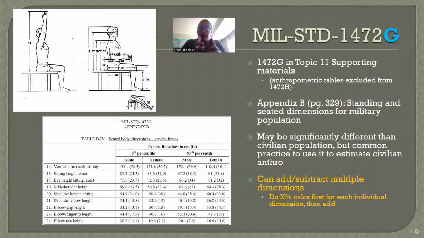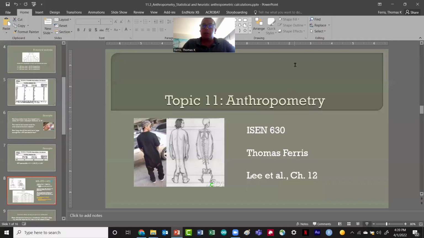So I just went ahead and posted in the supplementary material, the supporting material for topic 11, the previous version of the standard, and I will point you towards Appendix B, page 329. You're going to need to do this for your homework, so you've got to be familiar with it also for exams. And this is what you're going to use for the majority of your homework. Now, there's a couple things I want to point out.